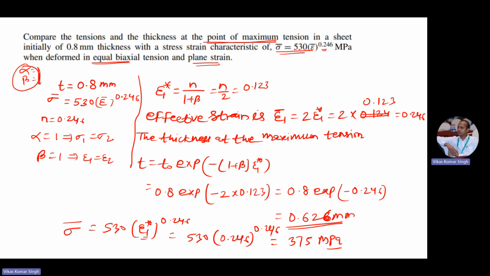Now, what would be the principal stresses? Already we have seen what alpha and beta are. So alpha in the case of biaxial is 1, which means sigma 1 equal to sigma 2, and this is going to be equal to the effective stress.